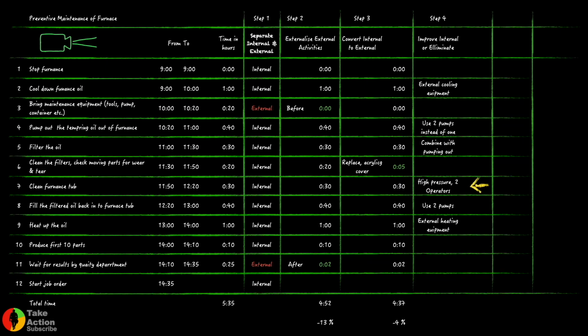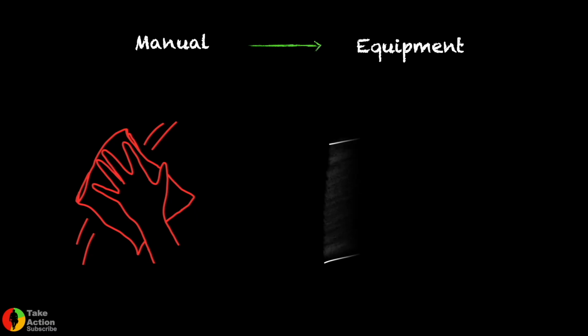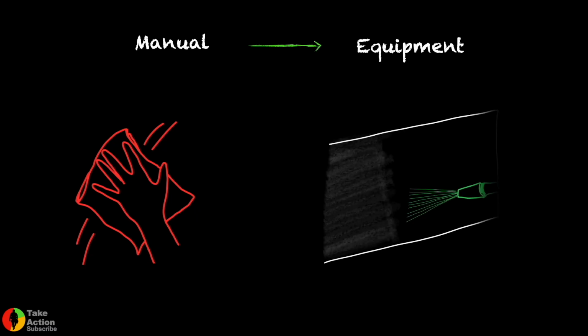Activity number 7 is cleaning the tub. During the preventive maintenance, it was being done manually. One person was manually doing the whole cleaning. We can ask how we can do this cleaning in much shorter time. One idea would be to use equipment, for example a water jet or any other equipment which cleans everything in much shorter time.